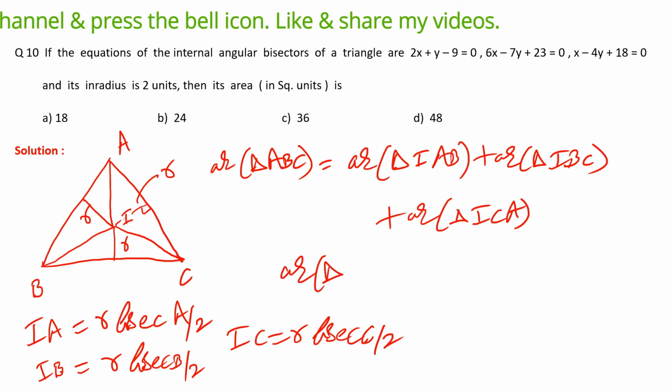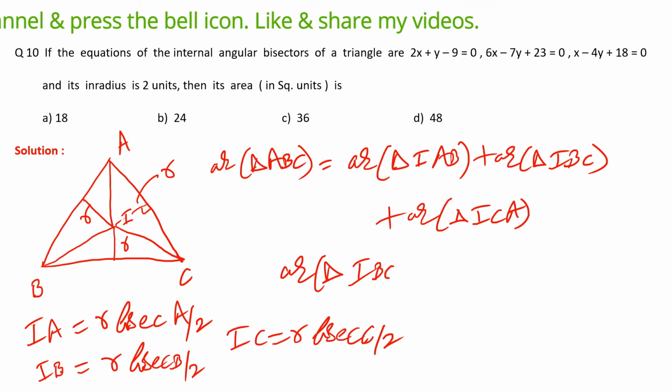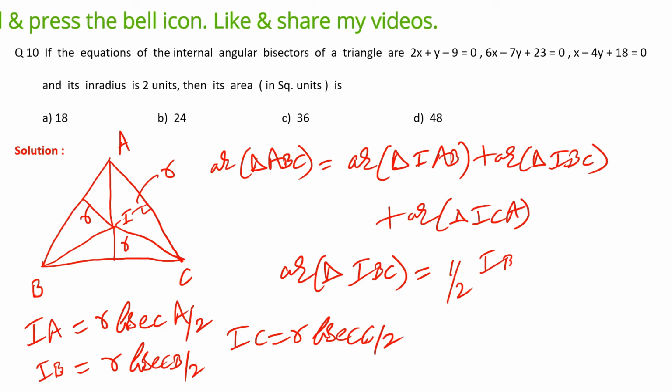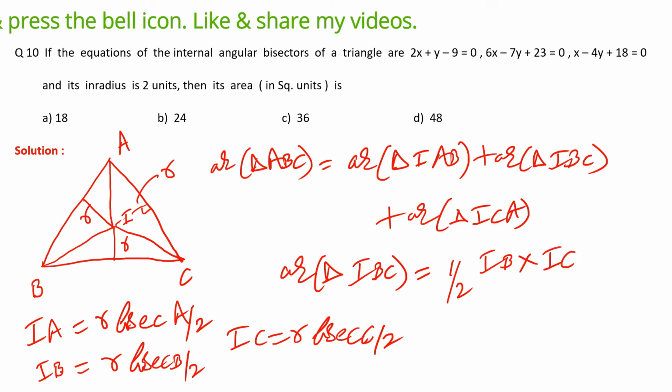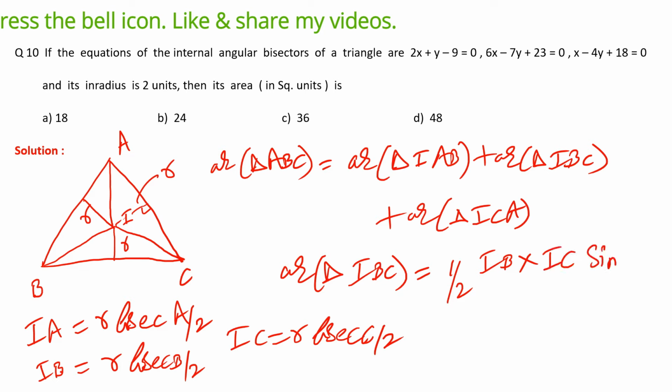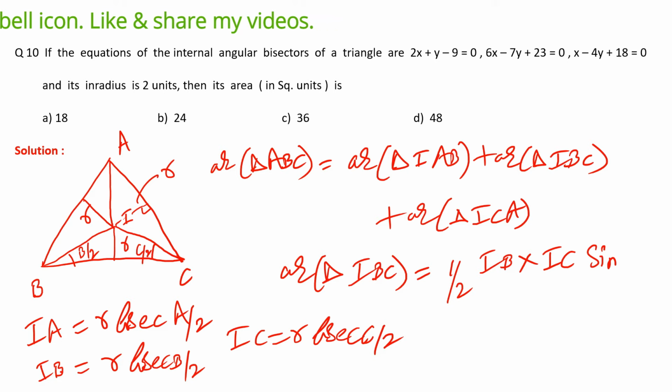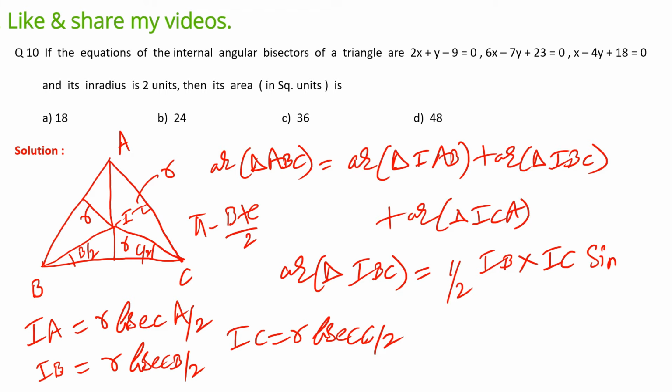Now let's consider first of all the area of triangle IBC. Now IBC can be written as half IB into IC into sine of the angle BIC. Now what is this BIC angle going to be? Because this is B by 2, this is C by 2, because they are angular bisectors. So that means angle BIC is going to be pi minus (B plus C) by 2. Now pi minus (B plus C) by 2 is nothing but pi by 2 plus A by 2.